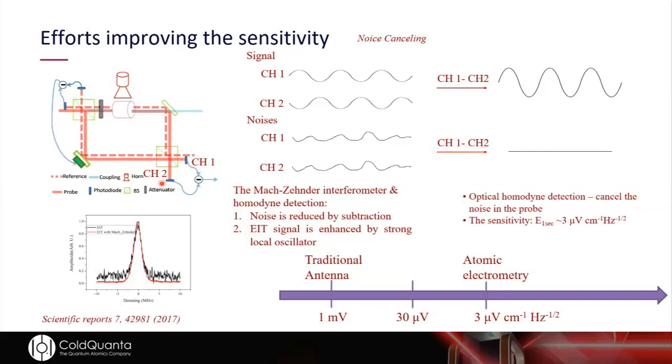For the two channels, for the signal part, the signal will have inverse phase. So the subtraction will enhance the signal, while the noises will be in phase, so the subtraction will cancel the noise. Of course, the signal will also be enhanced by the strong local oscillator here. This is just one single trace with and without the Mach-Zehnder interferometer. We can see the signal-to-noise ratio of the EIT is enhanced a lot, basically by a factor of 20. By doing this, we improve the sensitivity by 1 order over the previous one.